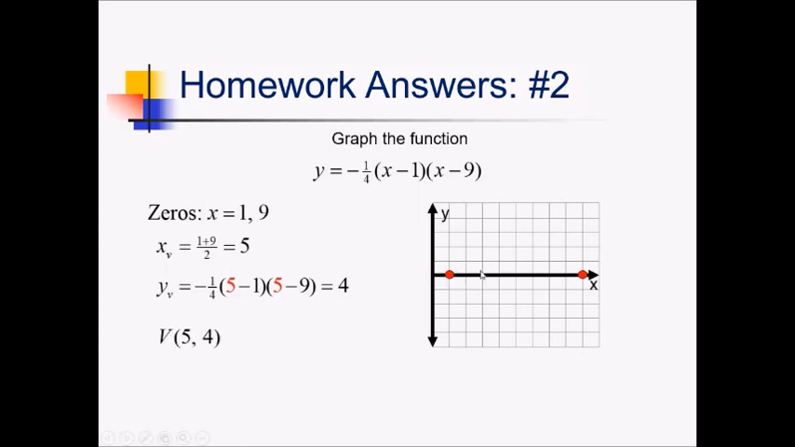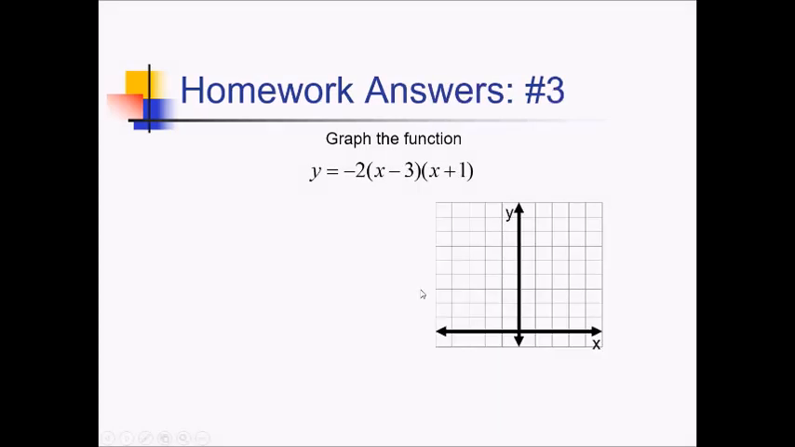So let's see, over 5, up 4 right here. And let's just draw the parabola going through those dots. And this opens down just like we expect because we have a negative term out in front there. So we're done.